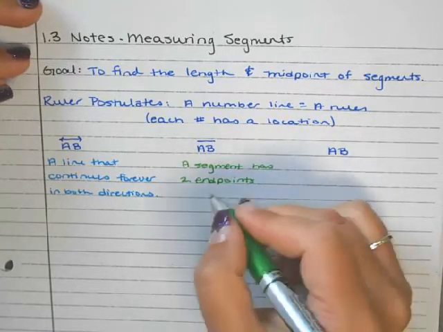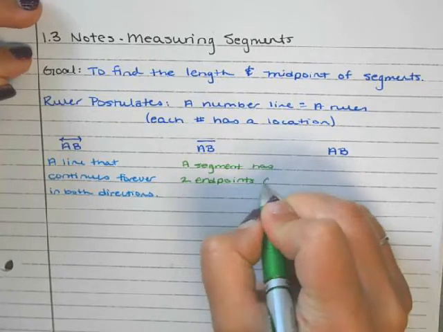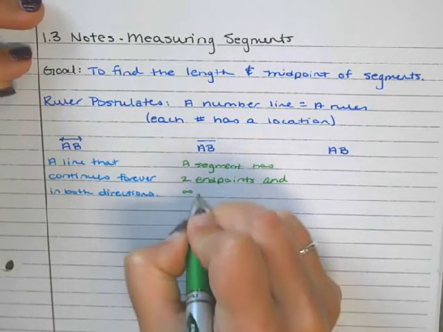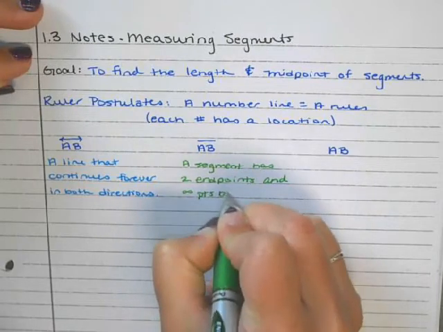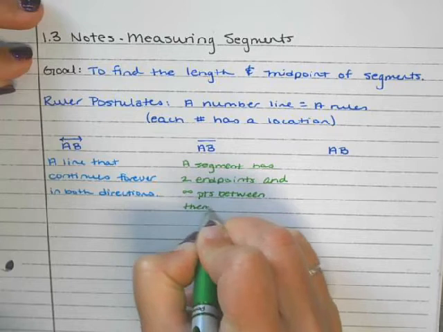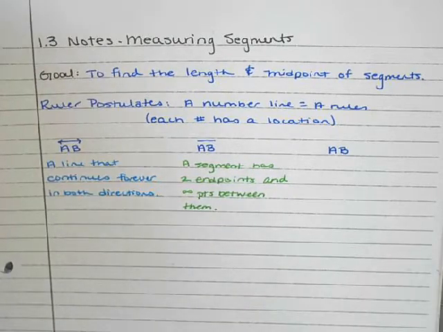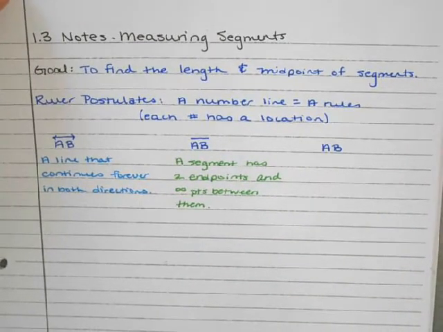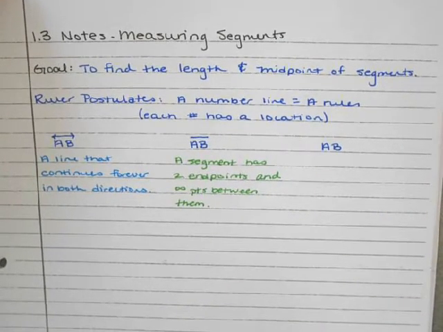And then the one thing that people typically forget is that it does have an infinite number of points between them, because a lot of people want to say a segment is a line with 2 points. And it's not. It has 2 endpoints, but there's actually an infinite number of points on that segment. They are just all the points or locations between the 2 endpoints.